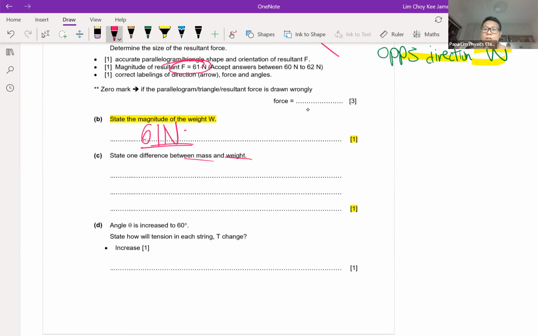Part C, state 1 difference between mass and weight. I will not do too much here. It's always in the textbook. You refer to it, choose any one. Usually I just choose the shortest.